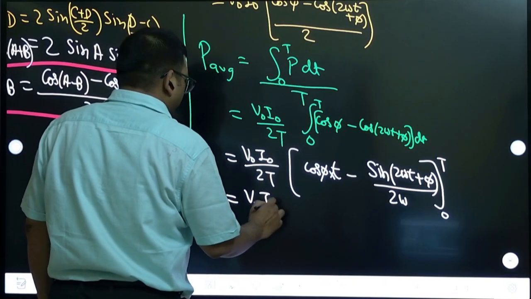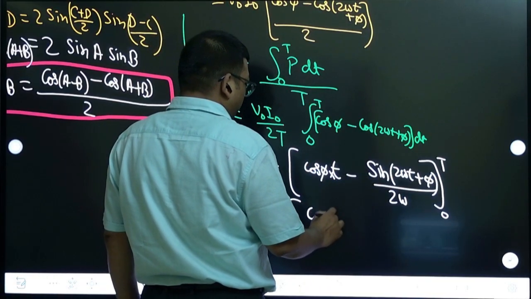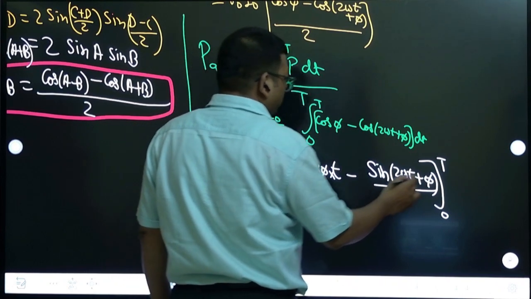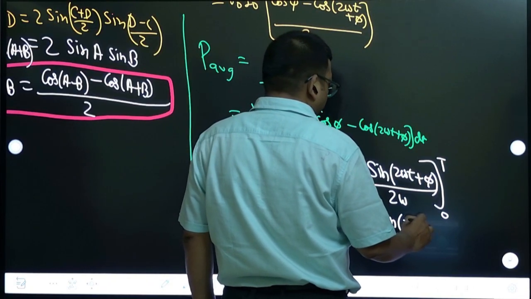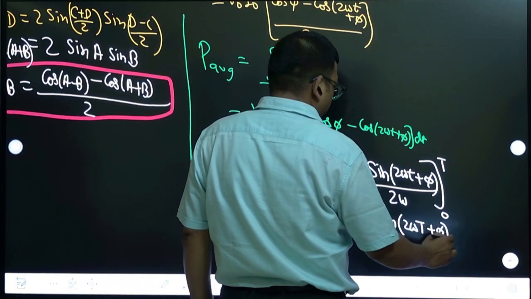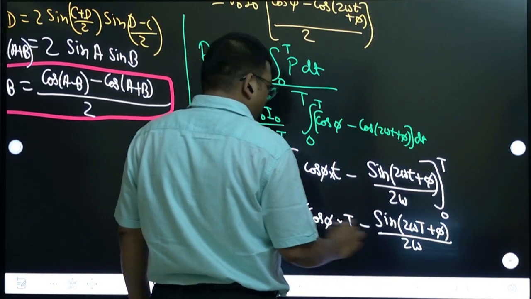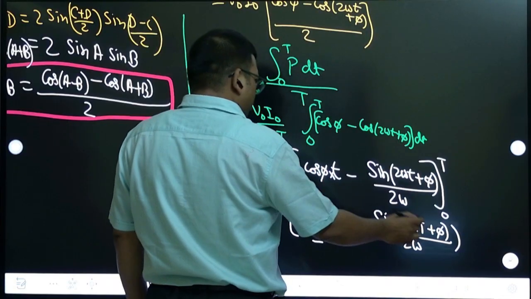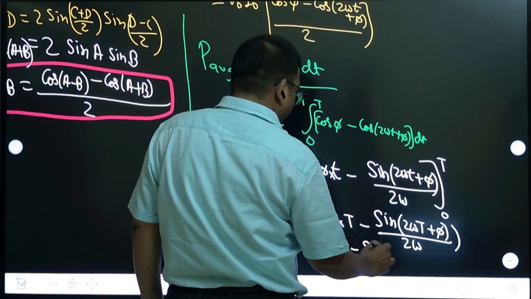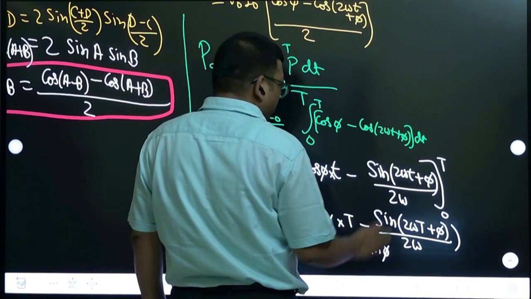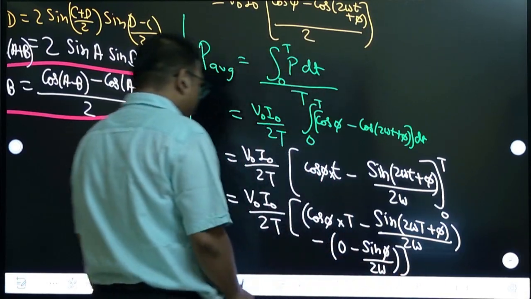So V naught I naught by 2T. Put the upper limit: cos phi into T, minus, upper limit, so it will become sine of 2 omega capital T plus phi divided by 2 omega. Upper limit is over, right? Minus lower limit. Time 0 will become 0, minus this will become sine phi. Sine phi it will become, but time 0 means 0 by 2 omega. Now let us open this bracket.